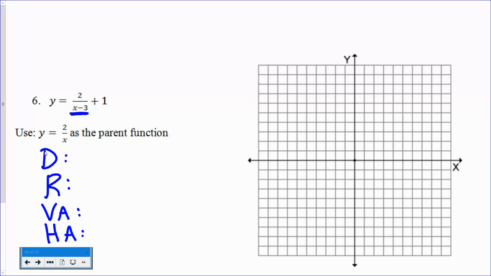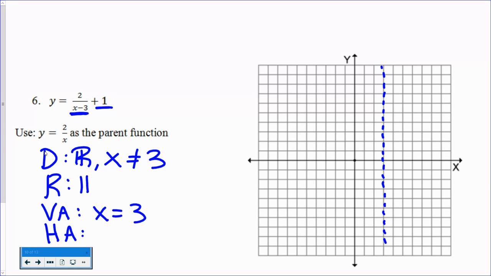All right, domain's going to come from that denominator. It can be any number but 3, because 3 would make that 0. So I need to mark that as an asymptote on my graph. x can never be 3, so I can't cross that dashed line. So that's my vertical asymptote, the line x equals 3. My range, here's what y can't be. It can be any number but 1. So I need to make a line that shows that can't be 1. And that is my horizontal asymptote, the equation of that line.